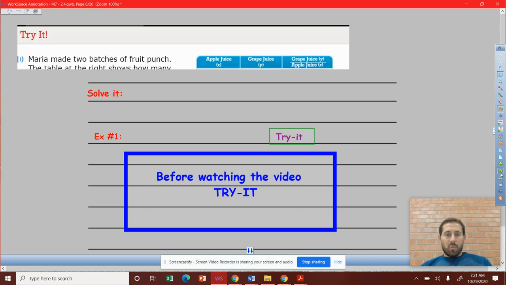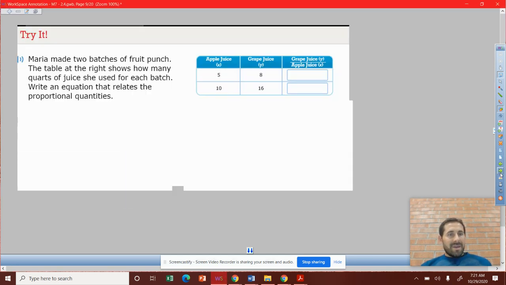All right, now we're on try number one. So Maria made 2 batches of fruit punch. The table at the right shows how many quarts of juice she used for each batch. Write an equation that relates the proportional quantities. So they've set up the equation.